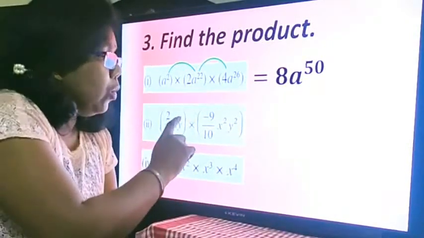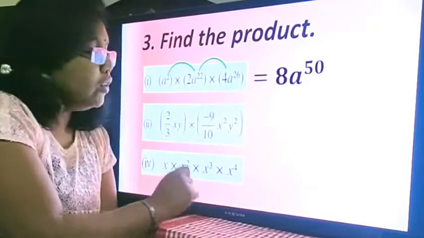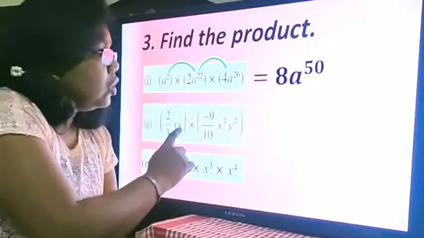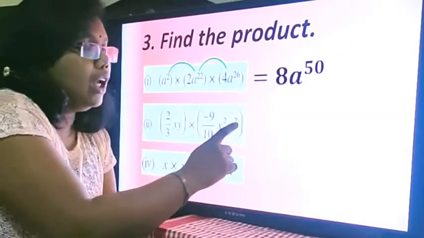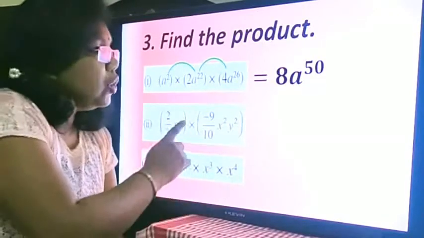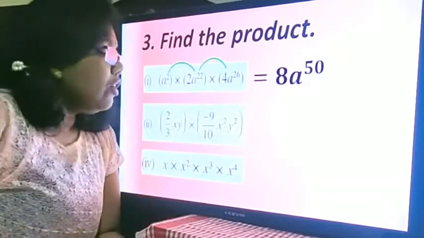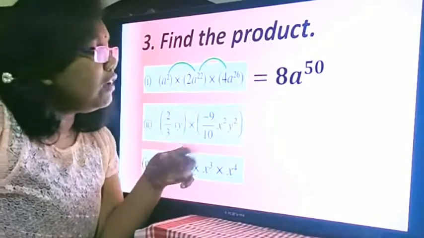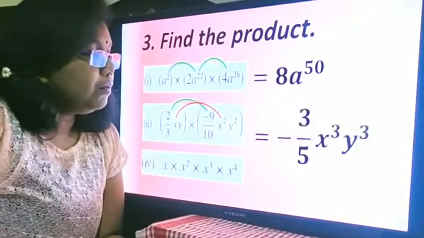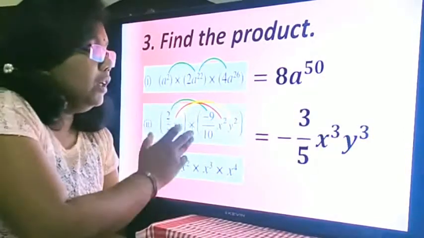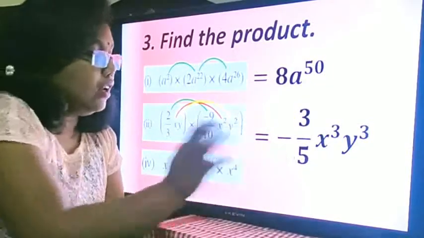Now x has power 1, and x is having power 2. So 1 plus 2, so x cubed. So y is having power of 1 and y again here power is 2. So 1 plus 2 gives us 3. So your final answer will be minus 3 upon 5x cubed y cubed. So each of the terms individually you will multiply and you get the final answer.